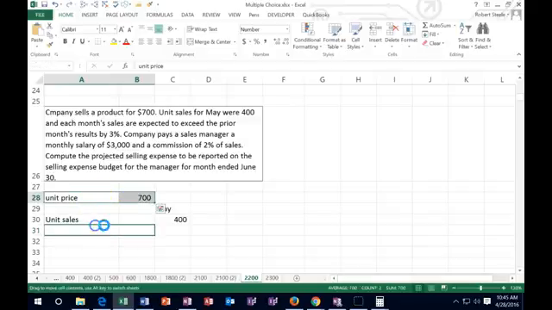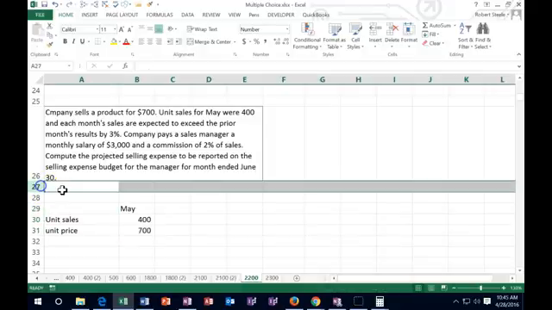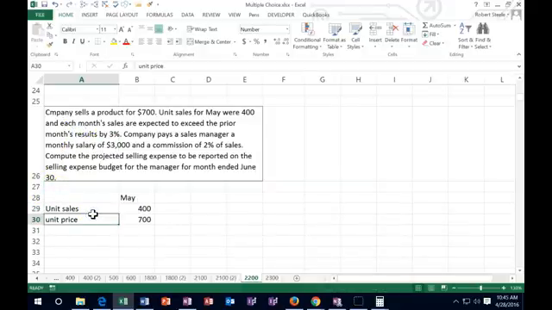Now I'm going to say, okay, well, the unit price is going to be down here. And you could retype this in. I know I'm formatting, and formatting is half the issue, whether you do it by hand or in Excel. So we're going to try to put it in this kind of grid type format. So we're going to say, all right, well, unit sales are here. Unit price is here. So that's what we have for May so far.